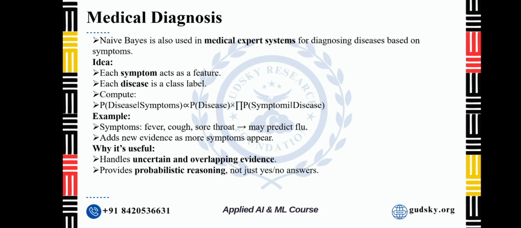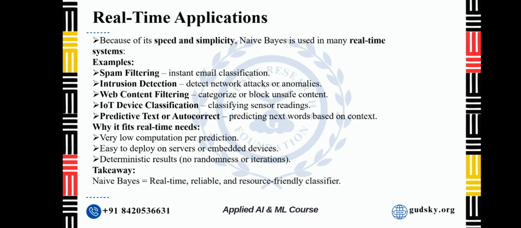The advantage of the probabilistic approach is that it doesn't just say you have flu or not. It says something like P(flu) = 85%, P(common cold) = 10%, P(allergy) = 5%. So doctors or systems can reason with probabilities instead of binary outcomes. Why is it useful? It handles uncertain and overlapping evidence, works even when data is incomplete, and is simple enough for medical expert systems and chatbots.